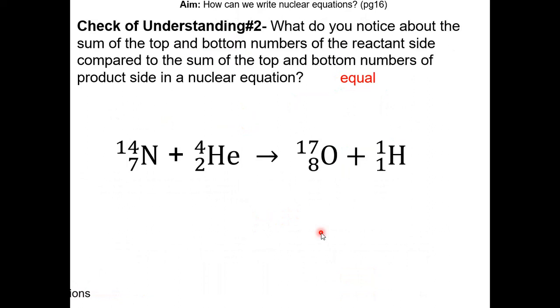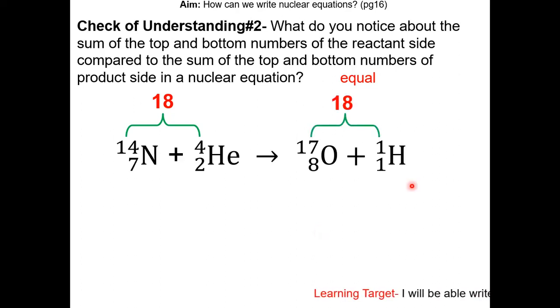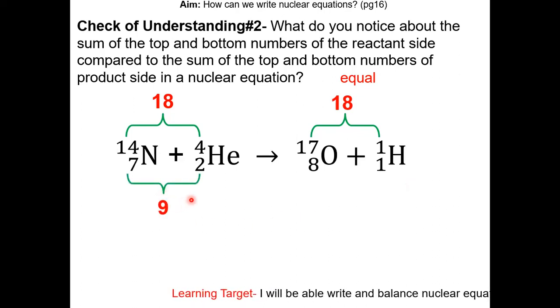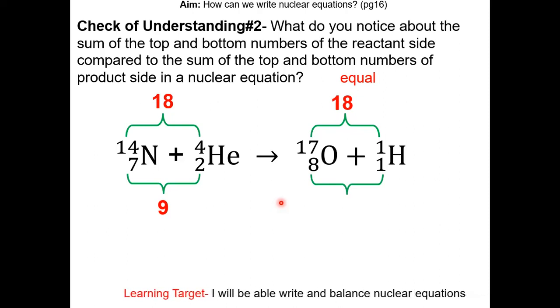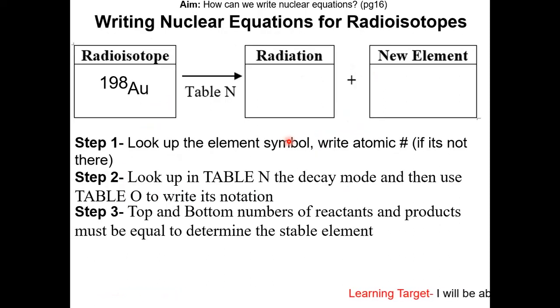In summary, for a nuclear equation, the sum of the top numbers on the reactant side should be equal to the sum of the top numbers on the product side. The sum of the bottom numbers are also equal. The sum of the bottom numbers on the reactant side should be equal to the sum of the bottom numbers on the product side. Now we're going to go over the procedure on how to write nuclear equations for a radioisotope.